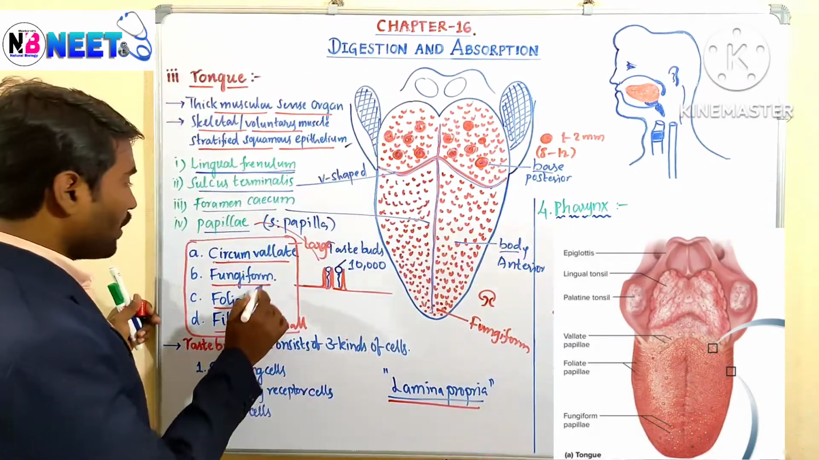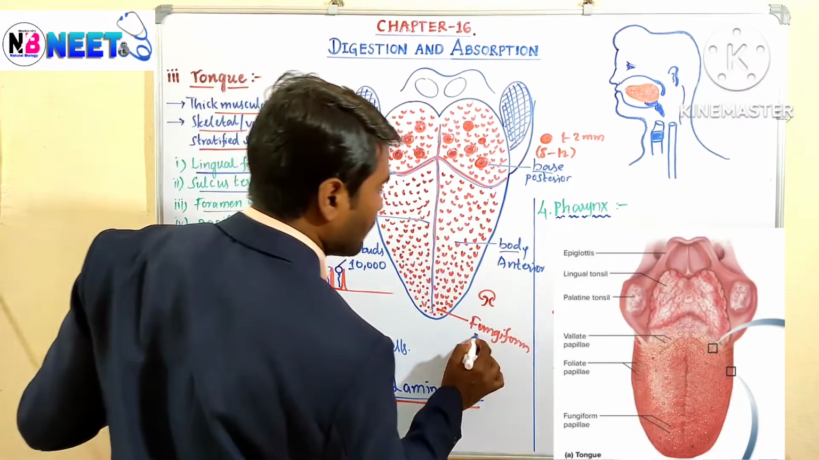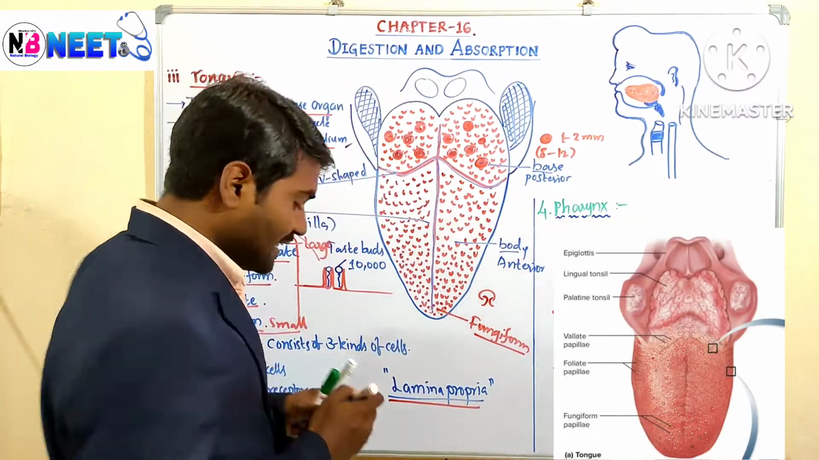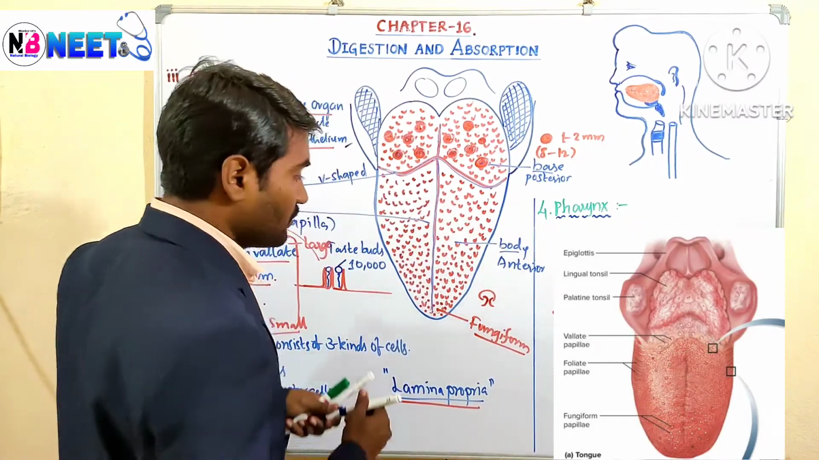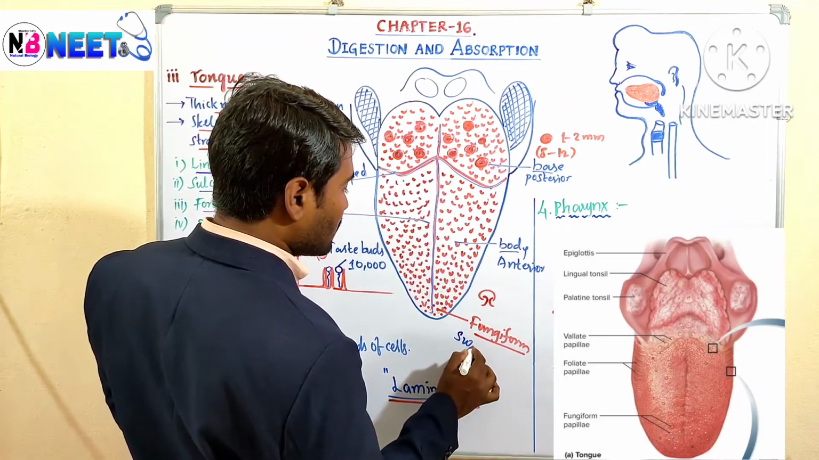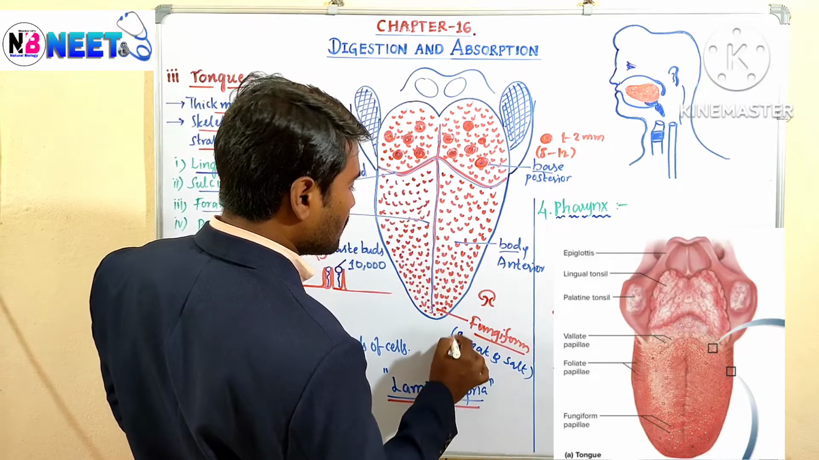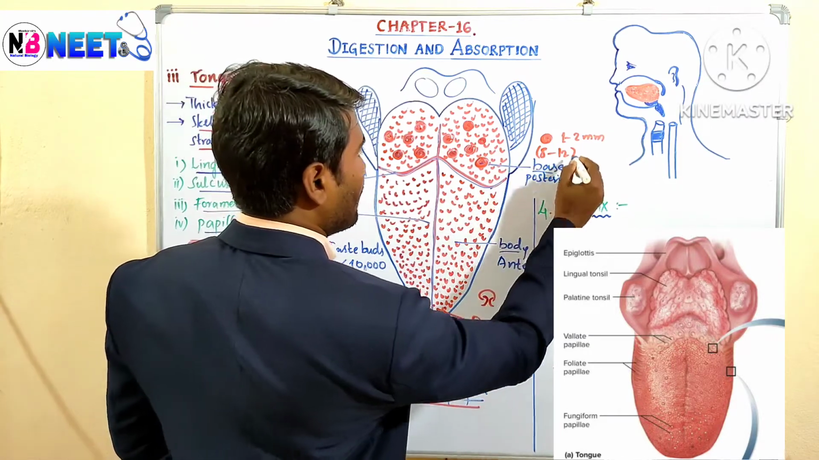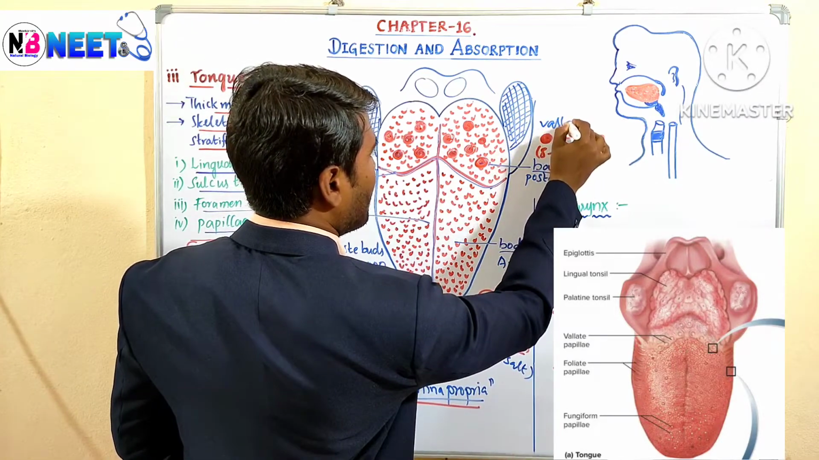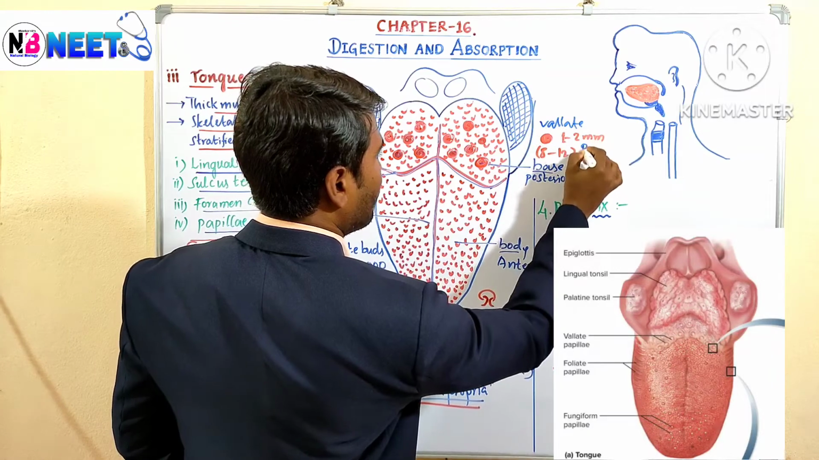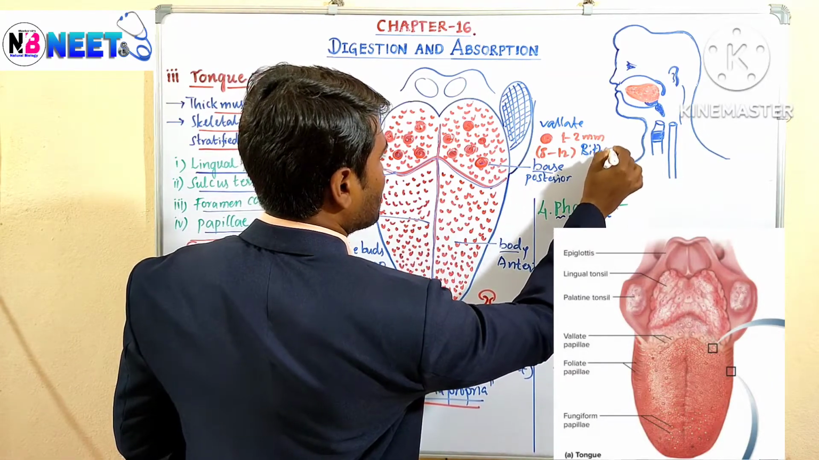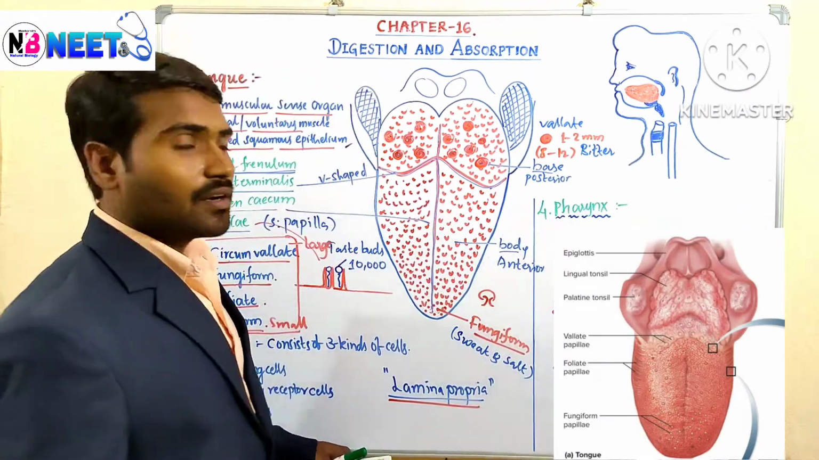Which type of papillae? Fungiform papillae. This helps in identification of sweet and salt taste. Whereas circumvallate papillae, these are vallate papillae, help to identify a bitter taste. Which type of taste? Bitter taste.